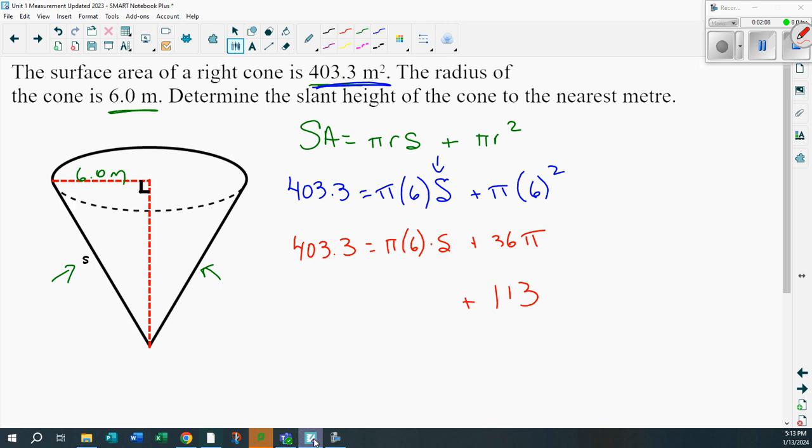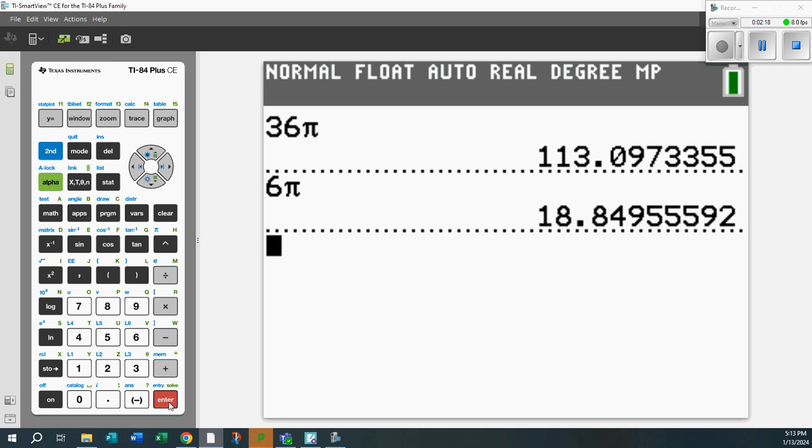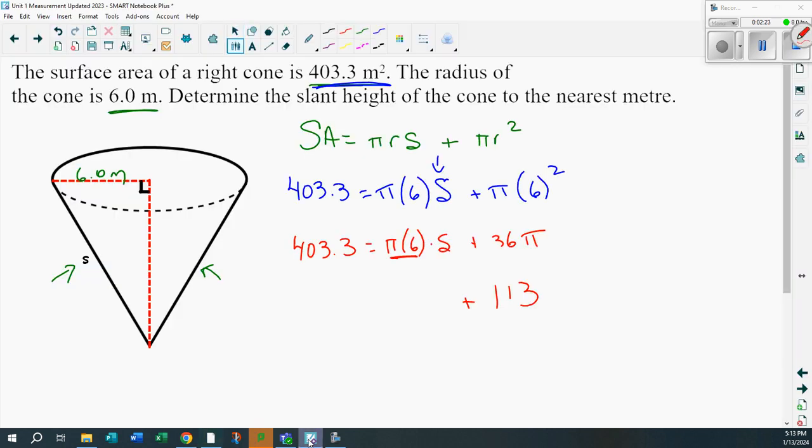Now, what is 6 pi then? Because that's this guy right here. I don't know. Let's figure out what 6 pi is. Okay, 6 second pi. 18.8. Okay, I'm going to write this down as 18.8. But notice the s was still here. See that? And that's going to equal 403.3.